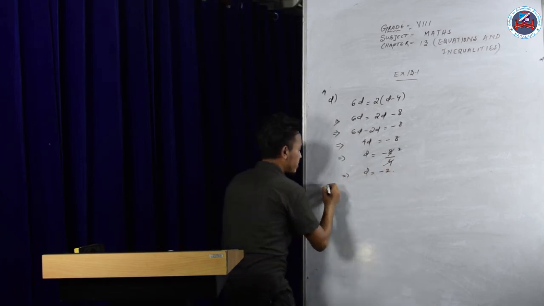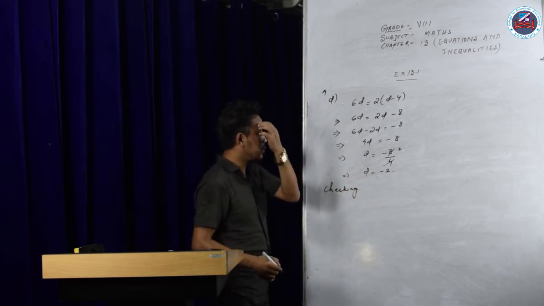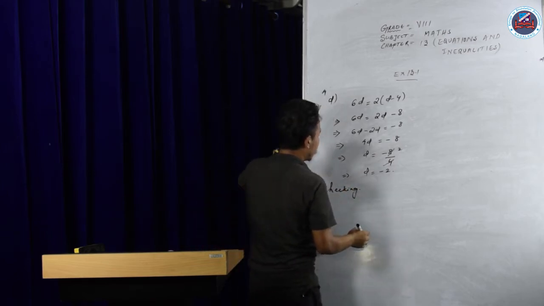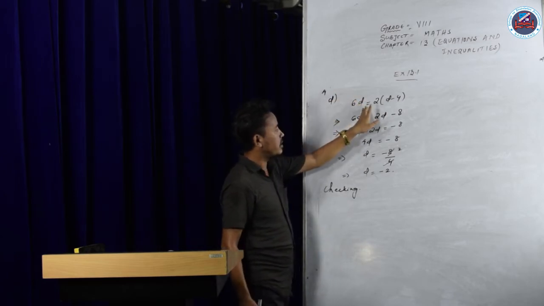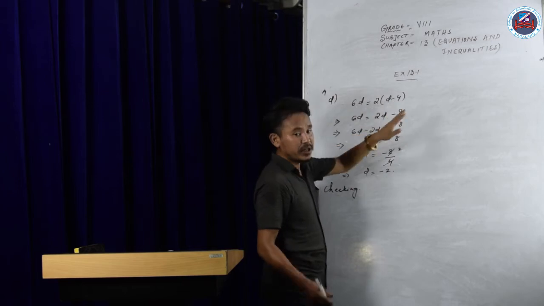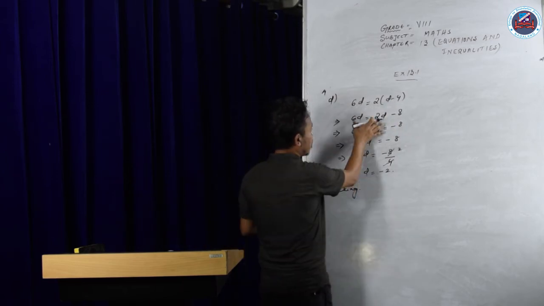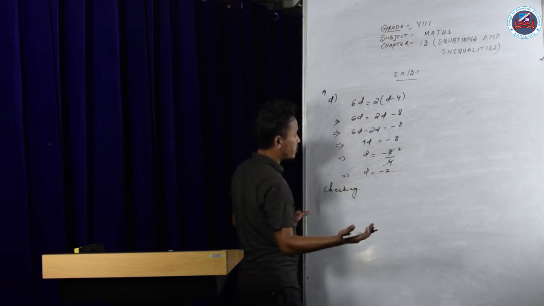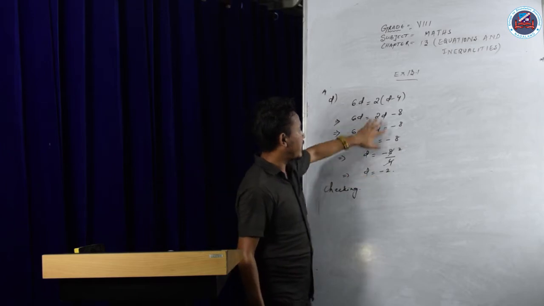Now, here comes the checking part. What we can do is we can either take 6D or we can take 2D minus 4, either the left hand side or the right hand side. Is that clear? So let's make it more simple. You can substitute the value of D anywhere that you like.